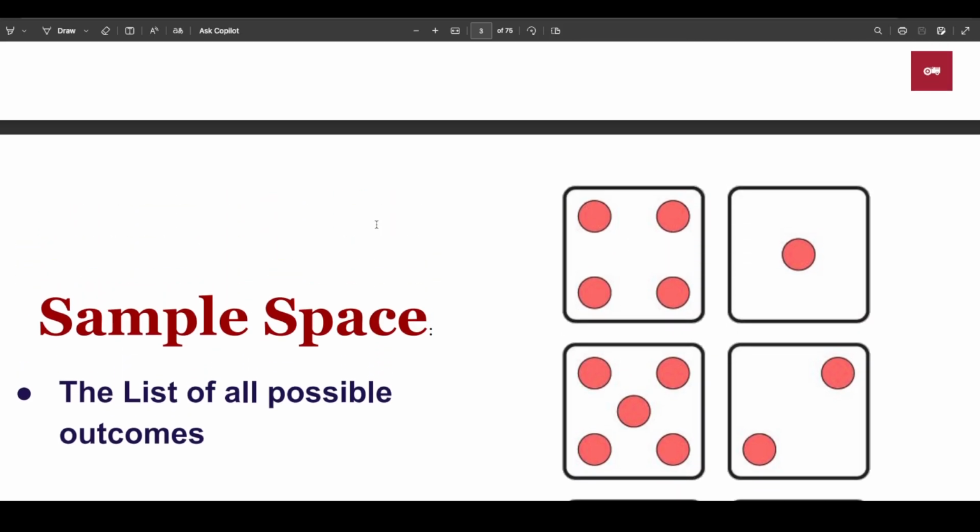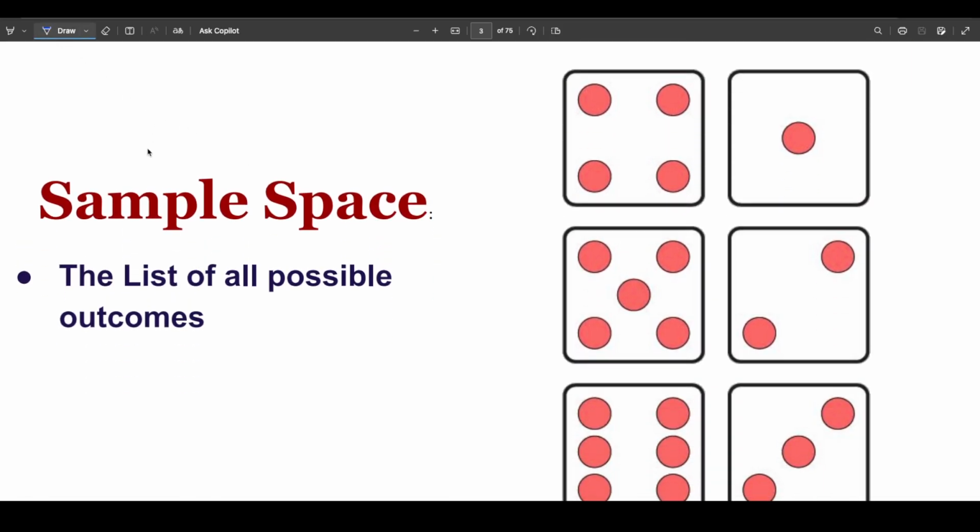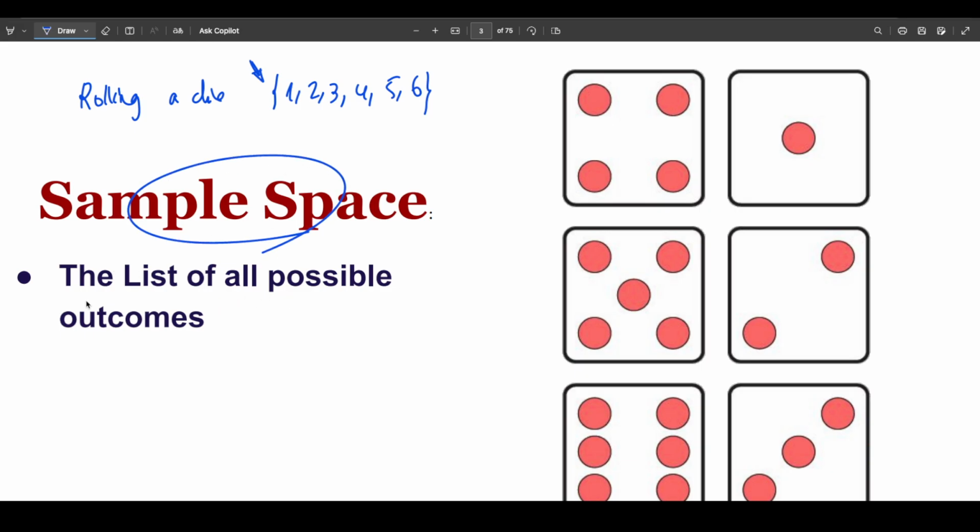So let's suppose that we are rolling a die. In rolling a die, what are the possible cases? It's going to be 1, 2, 3, 4, 5, and 6. The set of all the possible outcomes are here. The list of all the possible outcomes is going to be your sample space. So what is sample space? In every experiment, the list of all possible outcomes is going to be your sample space.